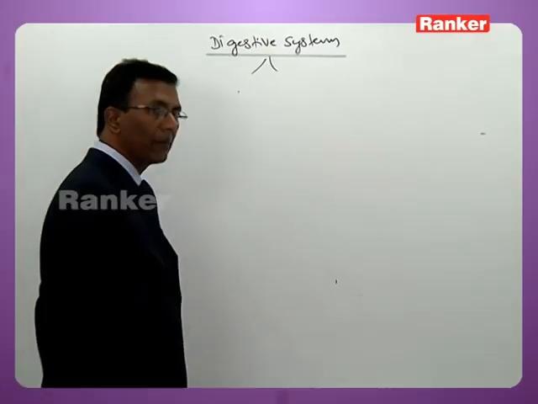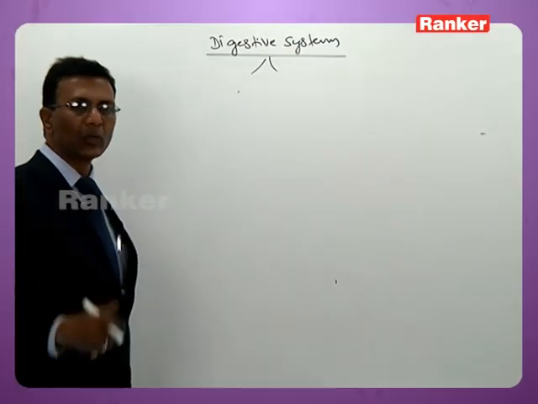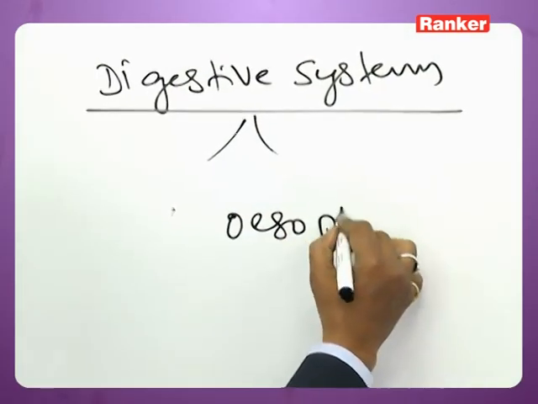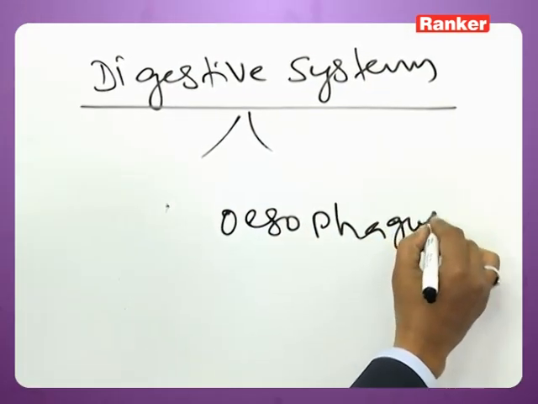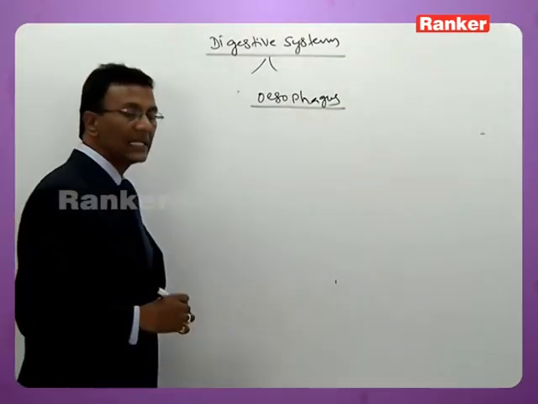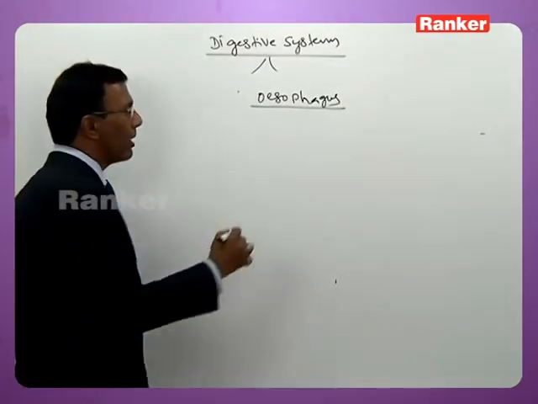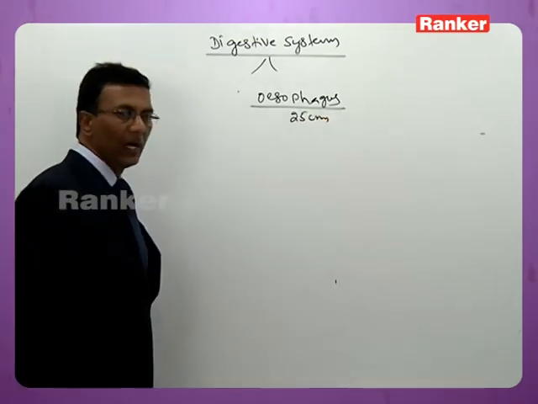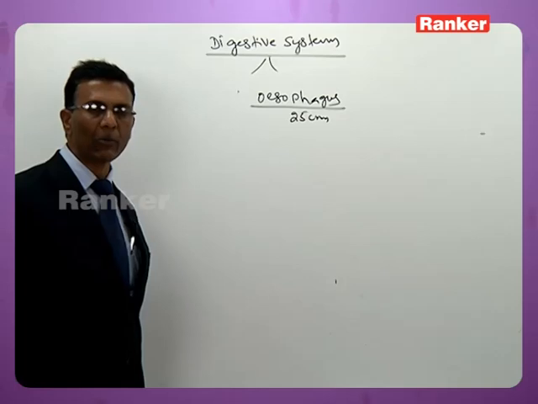Now let's talk about the different parts of the alimentary canal. To start with, first the esophagus. Esophagus is the anteriormost part of the gut. It is about 25 centimeters long in the human body.